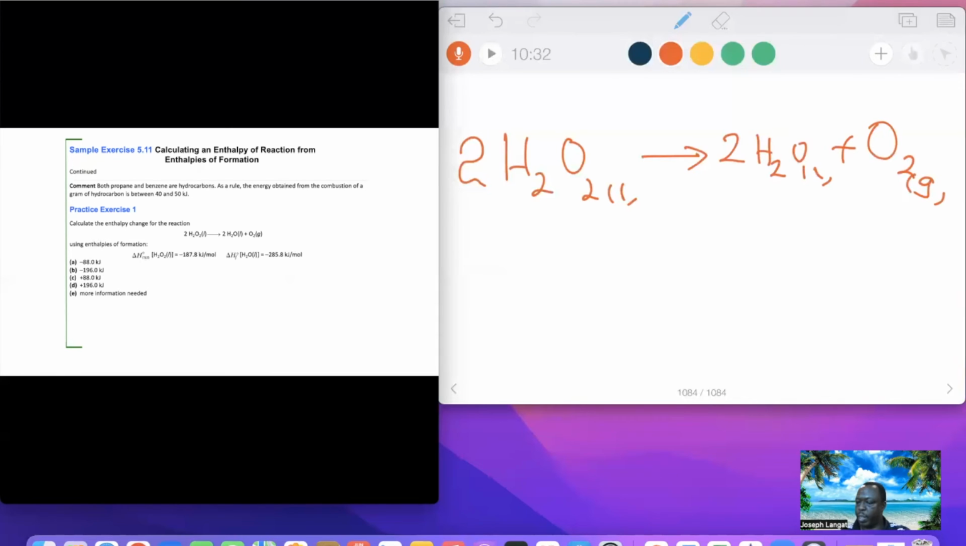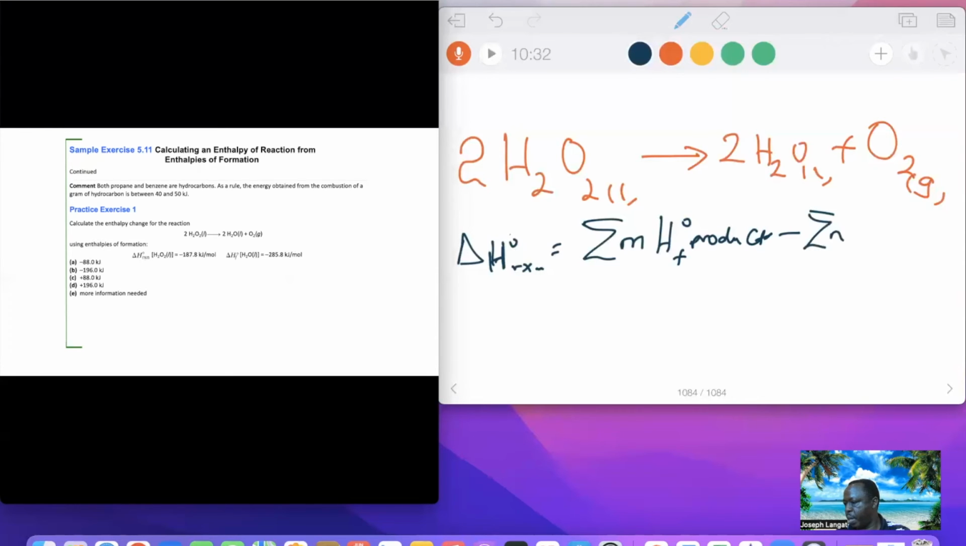If we are asked to find the enthalpy of reaction, I'm going to use this standard. And by the way, please don't ignore this symbol. The standard enthalpy of reaction is the summation of m times the standard enthalpy of formation for products, minus the summation of n times the standard enthalpy of formation for reactants. So it is products minus reactants.